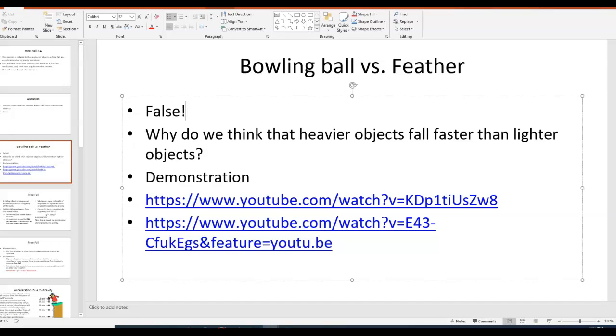Now, I'm going to include links to these two videos here, if you want some demonstrations. One of the videos takes place on the moon, and one takes place here on Earth in a room where they remove all of the air from the room, and then they drop a bowling ball and a feather, and you can see they hit the ground at the same time. So as long as you don't have any air resistance, it's not true that heavier objects fall faster than lighter objects. When you remove that air resistance, you have what's called free fall.